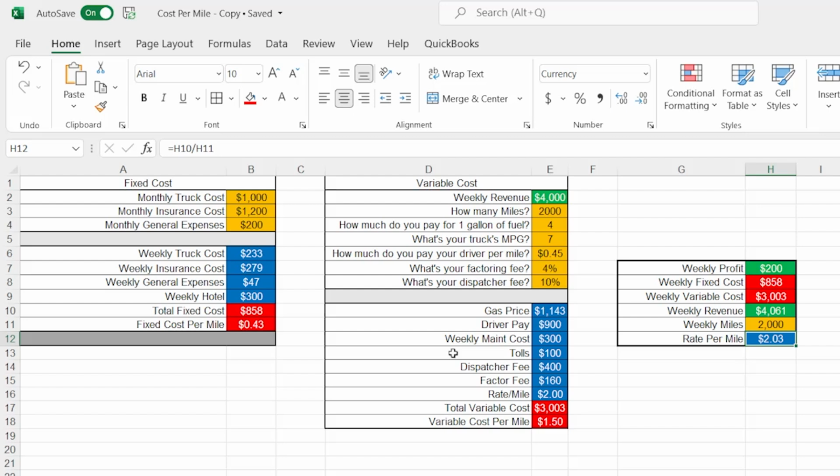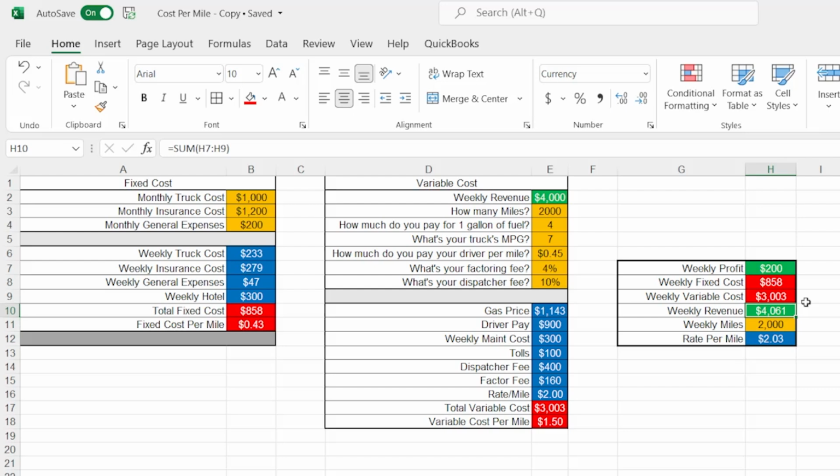We already know our fixed cost is right around $850 per week. That's not going anywhere. We know our variable cost is right around $3,000, and that's based on 2,000 miles and $2 a mile. Now, this is the most useful tool that I've created for planning my business. We can enter in here how much profit we want to make per week. So we already know our weekly fixed cost, variable cost. Our weekly revenue is based on our rate per mile and how many miles we drive.